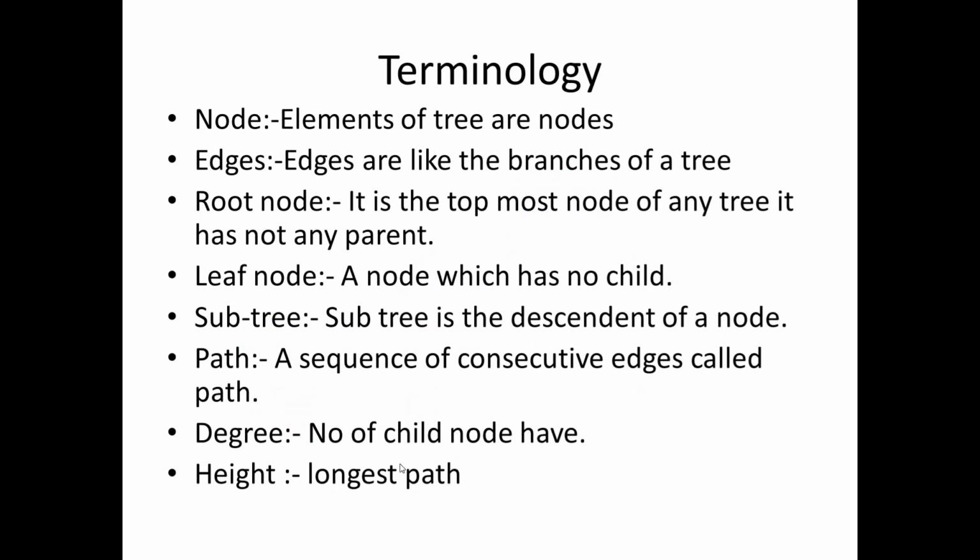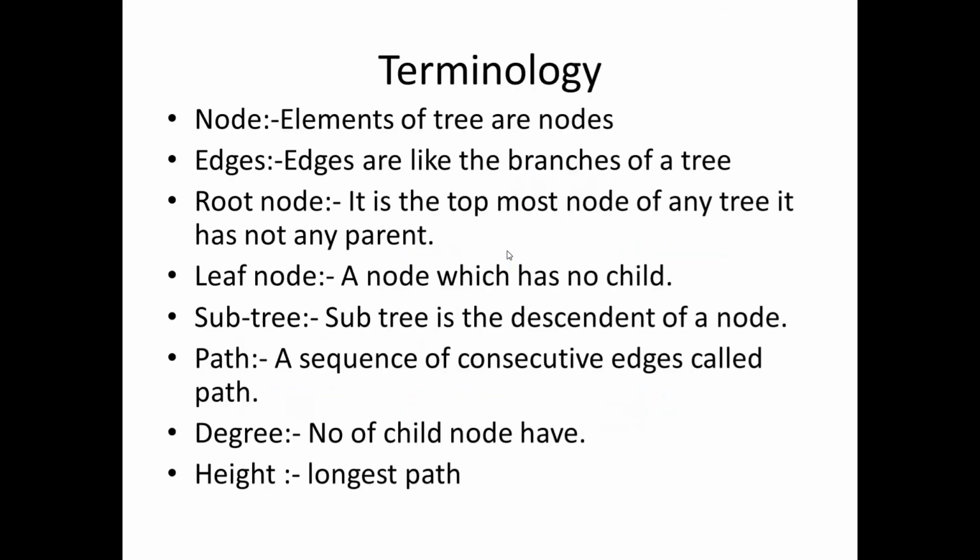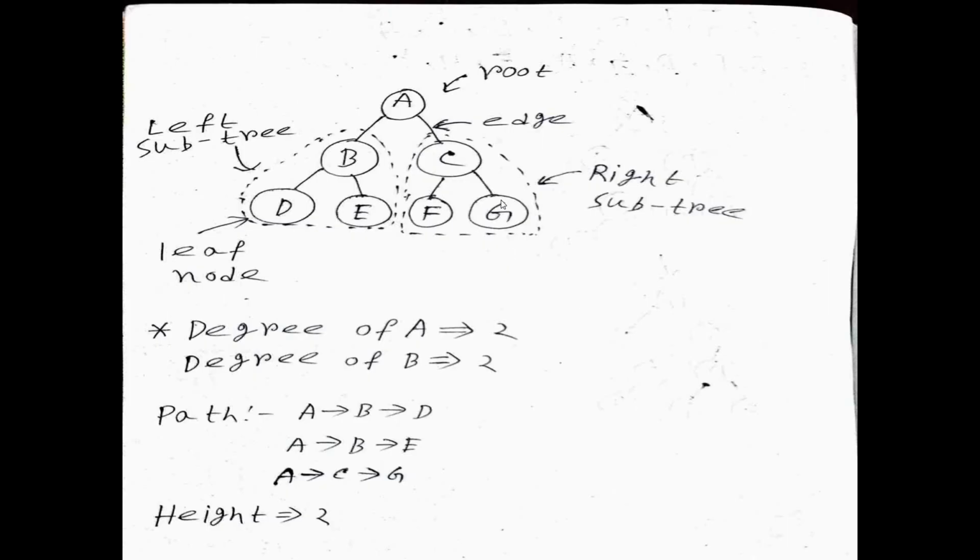Height. Height means the longest path. I already explained what a path is. On that path, the longest one, where the maximum number of edges are covered, is called the height of the tree. For example, how can I calculate height? I'll explain after some time. This is a small example, and I think it will make your concept of the tree clear.